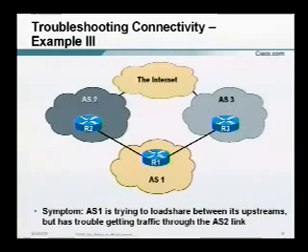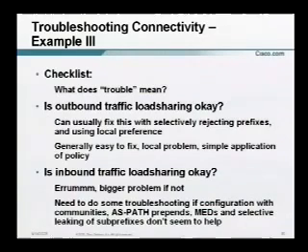What about this third example? AS1's trying to load share between its upstreams, but has trouble getting traffic through the AS2 link. Well, you have to try and define what trouble means. Getting a report from a customer saying trouble is like, well, information please. Is the outbound traffic load sharing okay? You can usually fix this by selectively rejecting prefixes. That's all multi-homing, not really a troubleshooting thing. That's trying to configure multi-homing. That's easy to fix. Inbound traffic load sharing is harder to do.